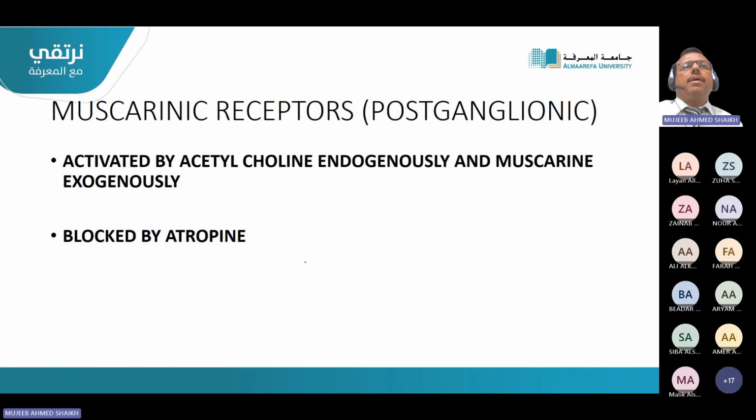Whereas muscarinic receptors are activated by acetylcholine endogenously, but exogenously they are stimulated by muscarine. That's why the name is given as muscarinic receptor. And these receptors are blocked by a drug called atropine. So atropine will block muscarinic cholinergic receptor.